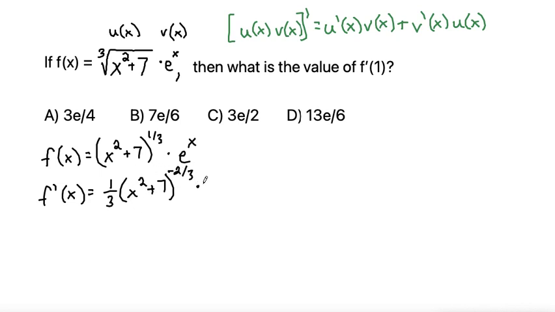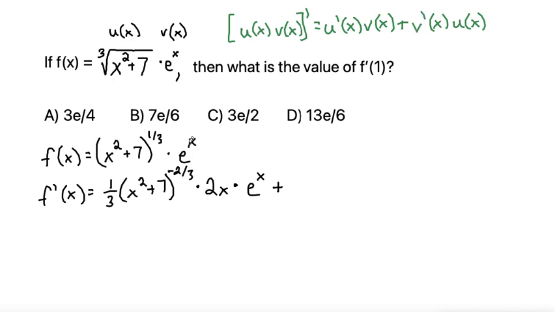So that's the derivative of the outside function. But now let's multiply that by the derivative of the inside function using the chain rule just for our u of x part. So the derivative of x squared is 2x. Okay, so all of this is our u prime. Now we need to multiply by v of x, which is e to the x. And we'll add, the next part is v prime.